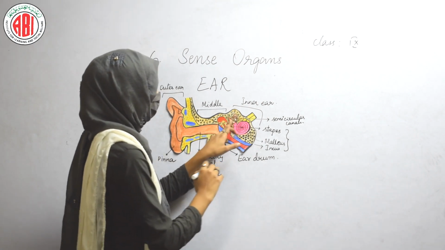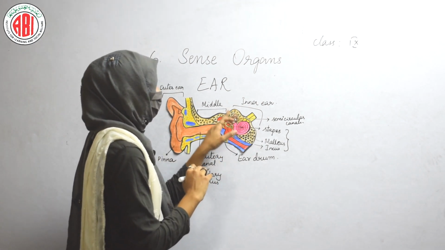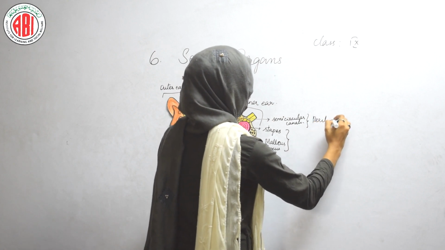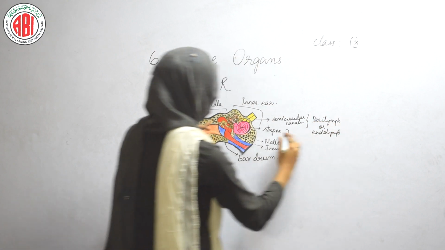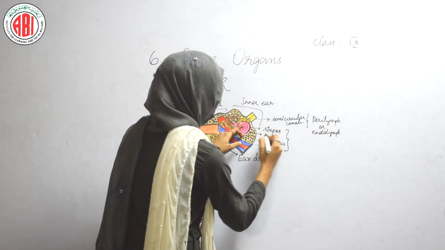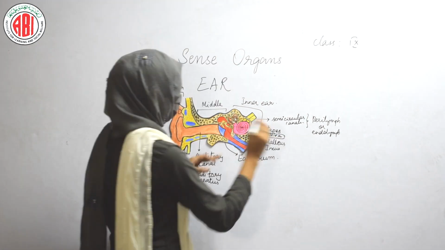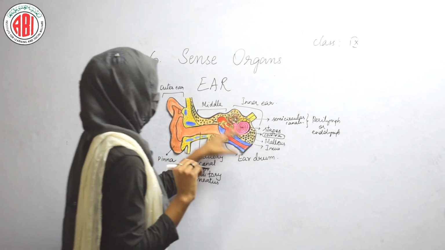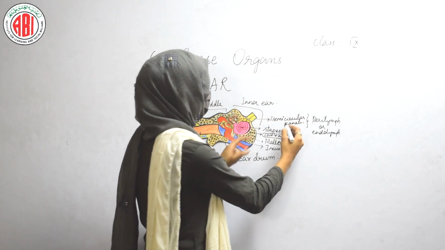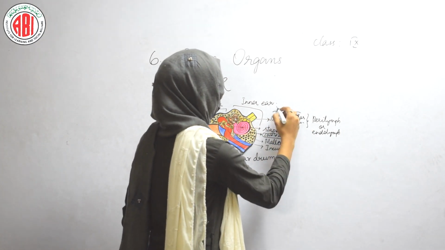This part is called the semicircular canals. In these canals, a fluid is present which is called perilymph or endolymph, and these three bones are connected to this region, which is called the cochlea, which forms the inner ear. The cochlea forms the inner ear where the sound waves reach. These three semicircular canals are called the vestibule.